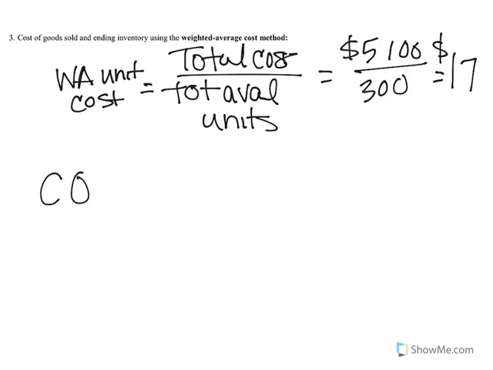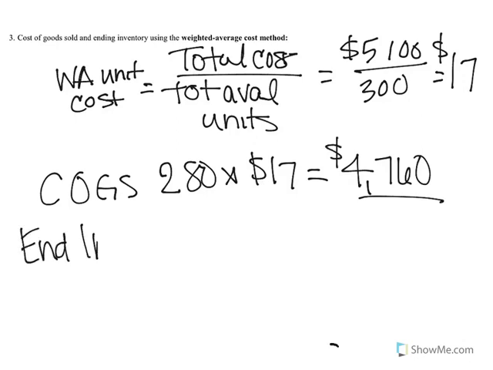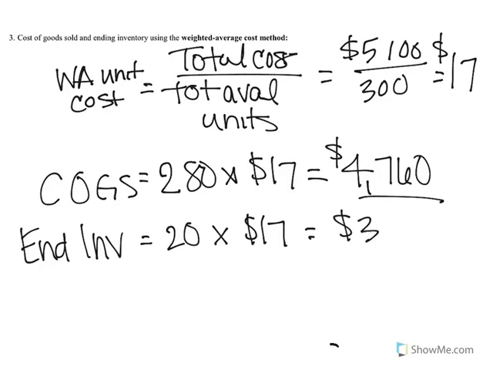To determine our cost of goods sold, we are going to take the 280 units that we sold times $17, that cost per unit, and our cost of goods sold will be $4,760. For our ending inventory, we're going to take those final 20 that weren't sold times the $17 weighted unit cost, and that's going to be $340.